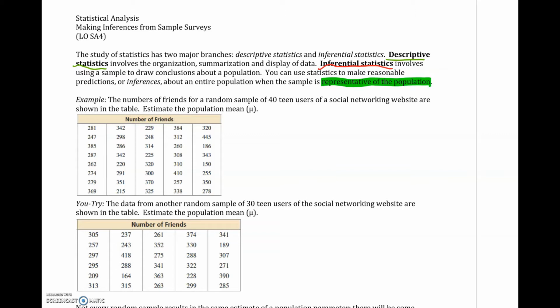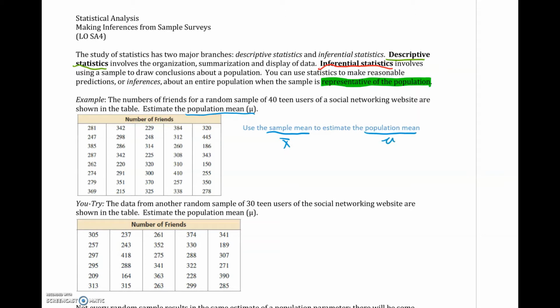As long as we have a representative sample, we can use our sample information to estimate the population. For example, the numbers of friends for a random sample of 40 teens using some social networking website are shown below. We want to estimate the population mean. Remember, this population is all teens, and can we get out there and talk to every single teen? No. So if we're confident that these 40 users we talk to are representative of all teens out there in our population, then we can use the sample mean to estimate the population mean. Just to remind you of the notation, the sample mean is x bar, and the population mean is mu.